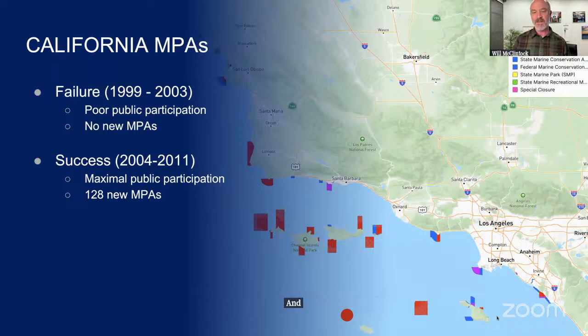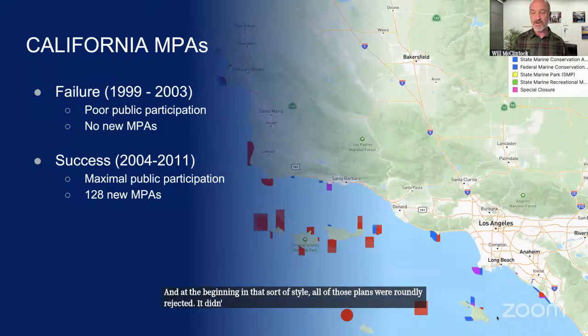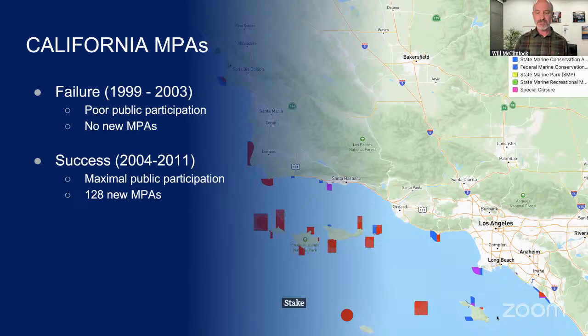At the beginning, in that sort of style, all of those plans were roundly rejected. It didn't matter the fact that those plans were actually pretty good plans from a science and policy perspective. Stakeholders hated them in a nutshell because they didn't create those plans themselves.